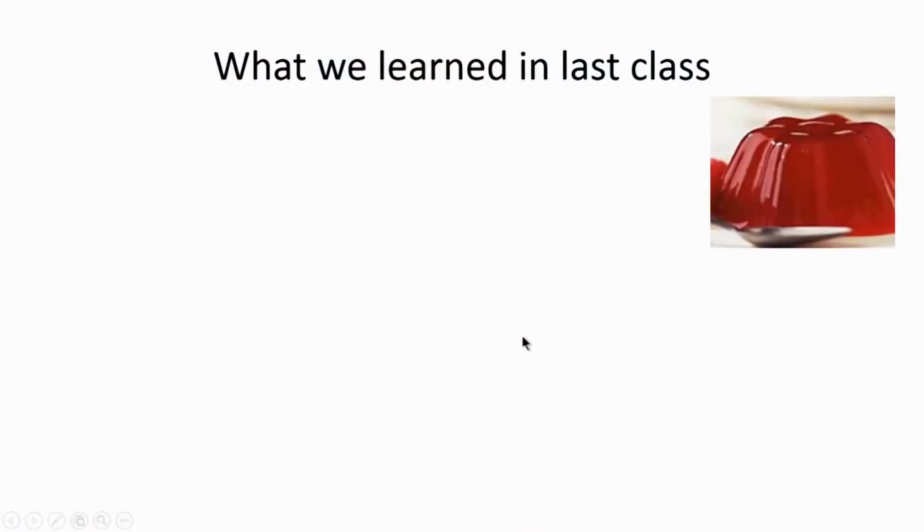Let us do a quick recap of what we learned. We are now discussing hydrogels. We introduced hydrogels in the last class, it is a big topic. Hydrogels, as depicted here, are like a jelly. These are gels made up of very hydrophilic polymers and they can absorb a lot of water.